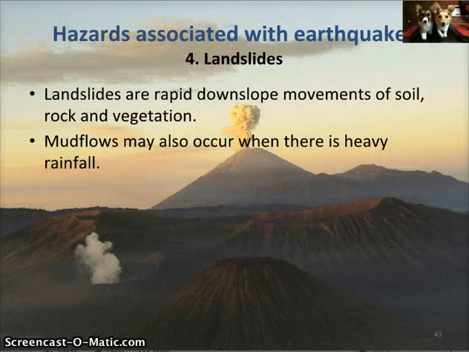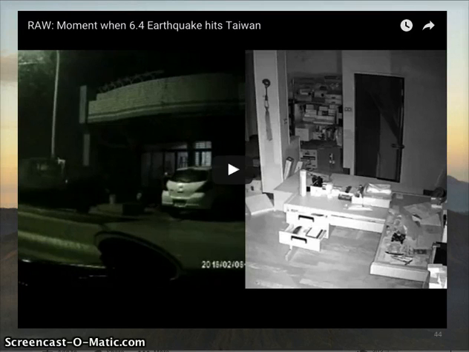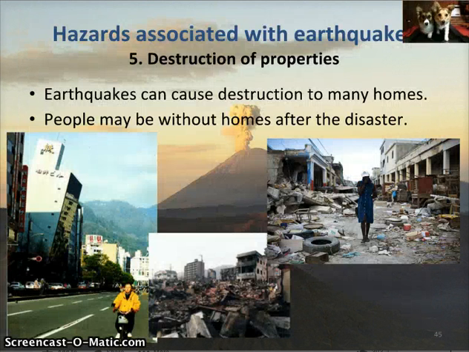Landslides are rapid downslope movements of soil, rock, and vegetation. It can also happen in the form of mud flows when there is heavy rainfall, and these can thunder down and cause losses of homes and also losses along roads and high number of deaths. This is when the earthquake hit Taiwan again, the recent one. Earthquakes can actually cause the destruction of properties and of course many homes. A lot of people may be left homeless after the disaster.